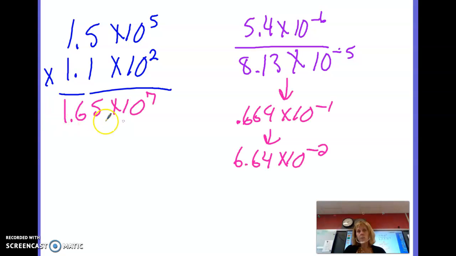Hopefully this is what you came up with. This one actually didn't require any converting. It just had one non-zero digit before the decimal, so that one is totally okay the way that it is. This one, however, not so much. We had to make that conversion from 0.664 to 6.64, making this number larger, and then this number had to get smaller or more negative in this case.